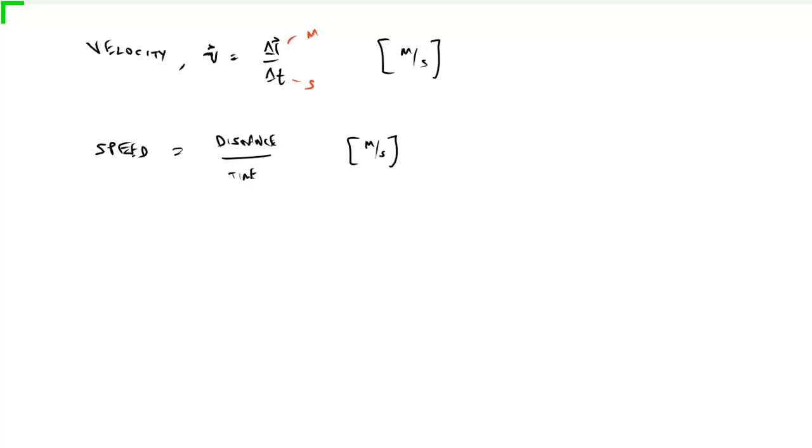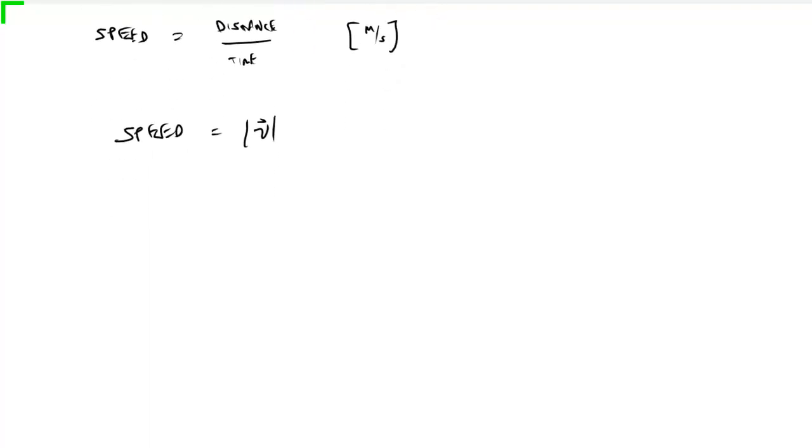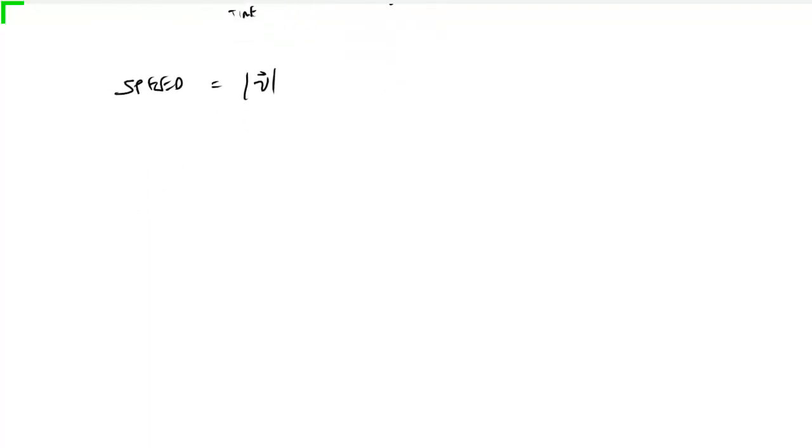So oftentimes we'll write the speed of something. Speed is simply the magnitude of the velocity. It's the size of the velocity, just simply how fast without the direction associated with it. Okay, so that is our speed, the magnitude of our velocity.